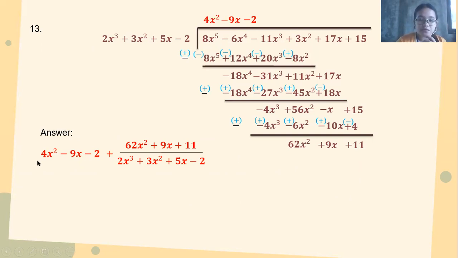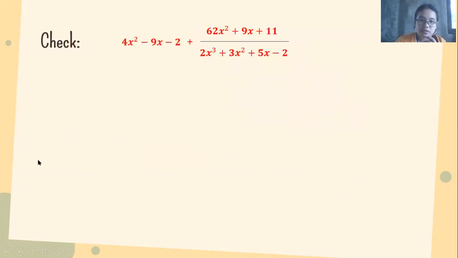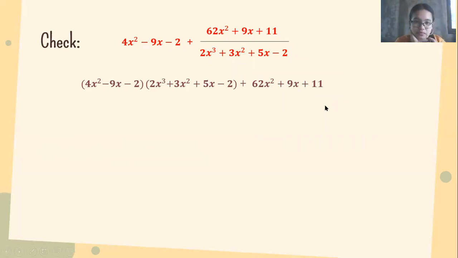So, to check if our final answer is correct, again, let's multiply 4x squared minus 9x minus 2 to the denominator, which is 2x cubed plus 3x squared plus 5x minus 2, plus the remainder or the numerator, which is 62x squared plus 9x plus 11.